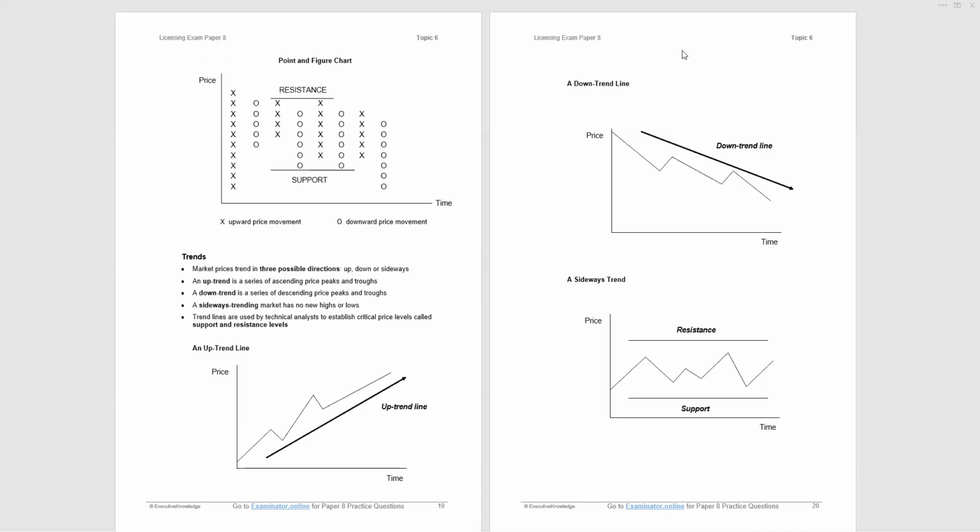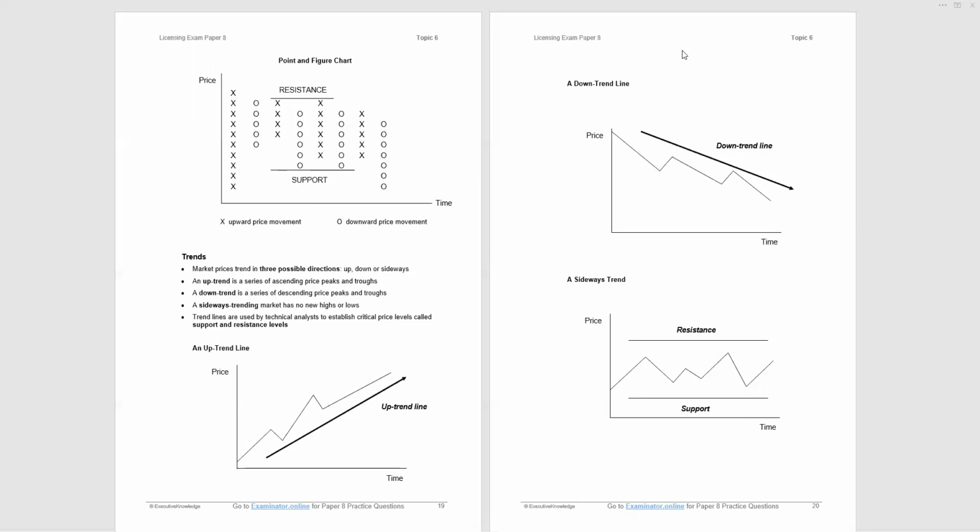Then we look at trends. Now, three possible directions for trends. You may say, well, this is just screaming obvious. Up, down, or sideways. Uptrend, a series of ascending price peaks and troughs, whereas a downtrend, a series of descending peaks and troughs. Sideways trending, there are no new highs or lows.